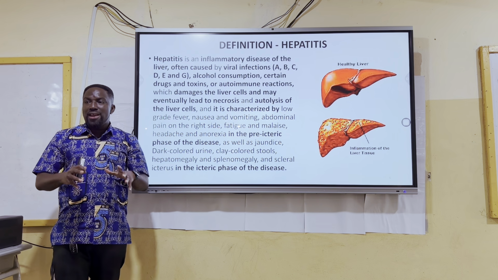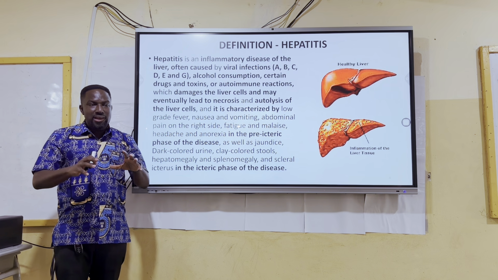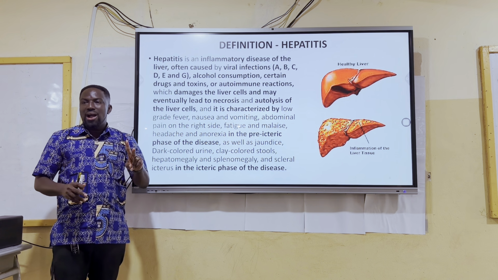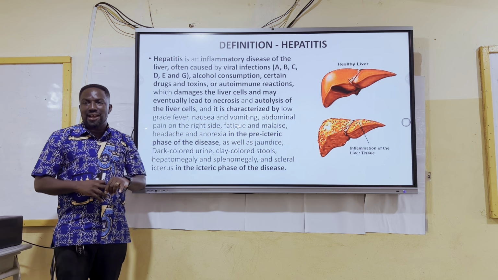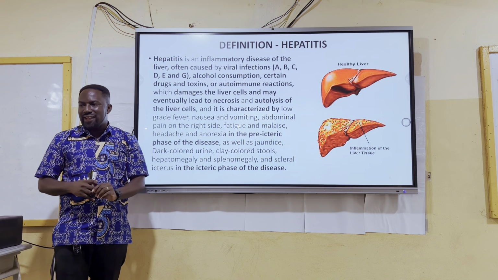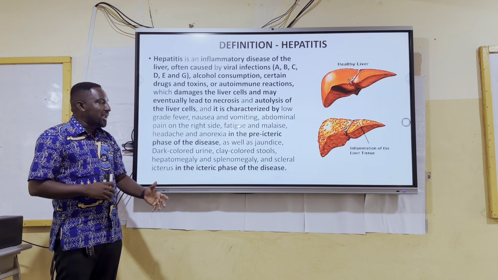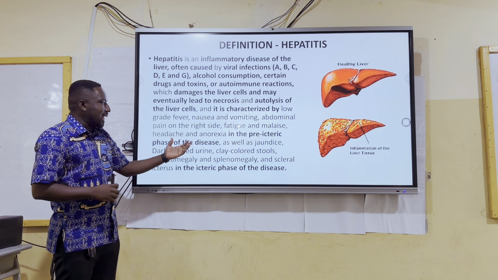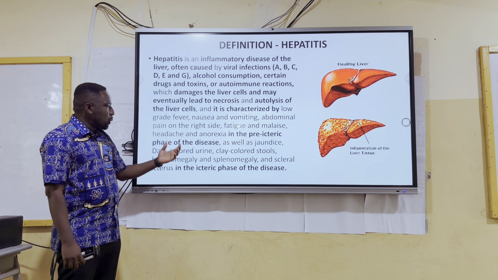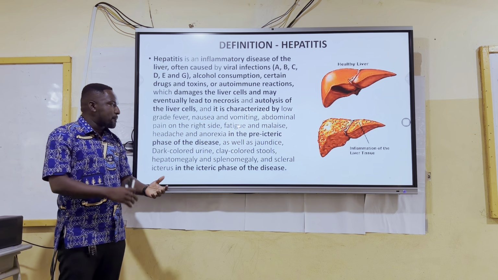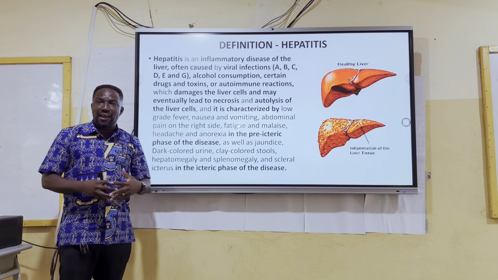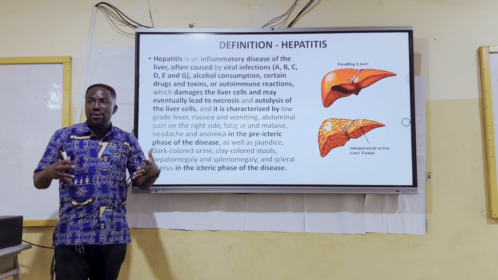Remember I told you that for any medical condition, before you can really define it well, you need to add the cardinal signs and symptoms. So in hepatitis, there are two cardinal signs and symptoms. We have the clinical features under what we call the pre-icteric phase of the disease, and the clinical features under the icteric phase. The pre-icteric are the prodromal clinical features, and under that, we have low-grade fever, nausea and vomiting, abdominal pain on the right side where we have the liver, fatigue and malaise, headache, and anorexia. So these are some of the cardinal clinical features of hepatitis under the pre-icteric phase.